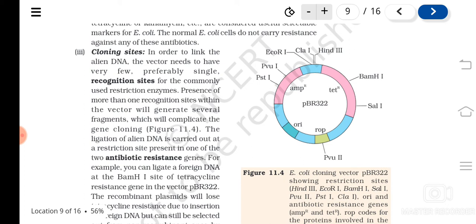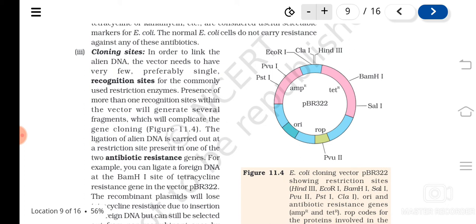Why? Because if there are more recognition sites within the vector, what will happen? The foreign gene will get added everywhere. We are just adding the foreign gene into this vector, isn't it? Understood? So it can be added anywhere, and it will create a lot of confusion. To avoid this, the cloning vector should preferably have a single recognition site.